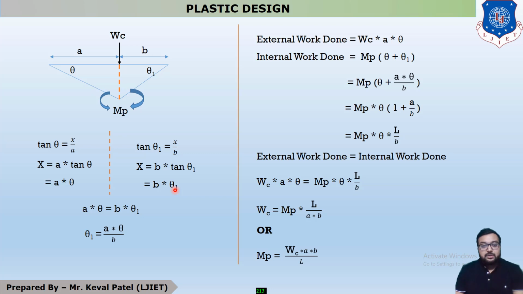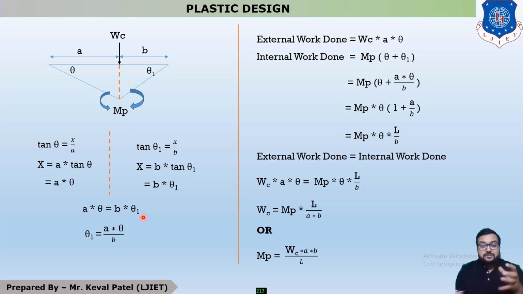Okay. Now you have to design any beam like it is balanced. So this point is exactly at this point, when and only when this deflection and this deflection are equal. So you have to equate the value of x. From the left portion the value of x is equal to a theta, and from the right portion the value of x is equal to b into theta 1. Now you can equate both the values of x.